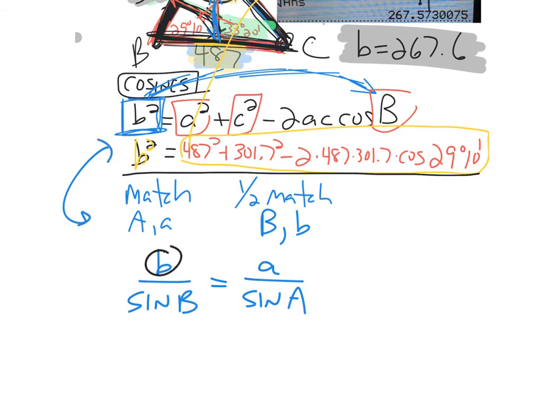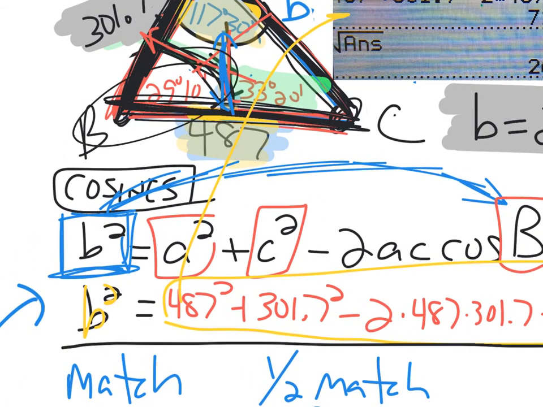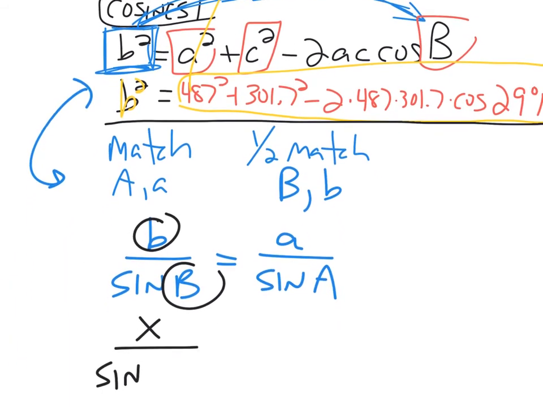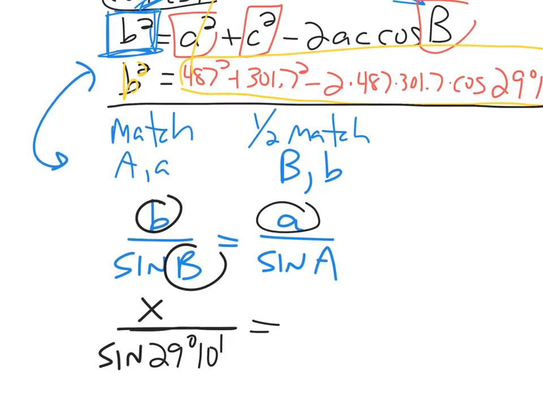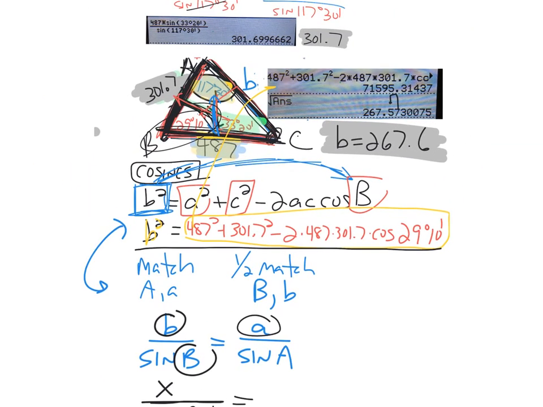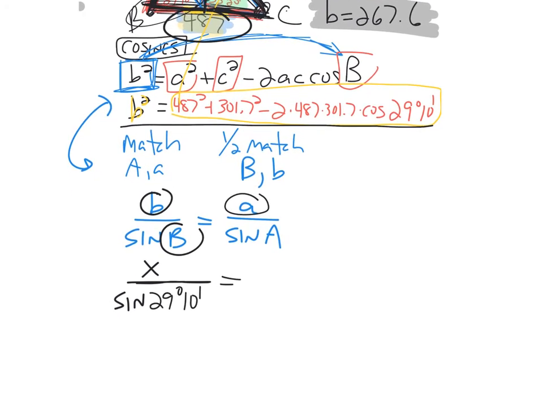Side B is what we're solving for, that's x, over the sine of angle B. Well, in our diagram, angle B was the 29 degrees 10 minutes. So I'm going to have little b over the sine of 29 degrees 10 minutes. That equals side A, which in the diagram was the 487, over the sine of angle A, the sine of 117.30.